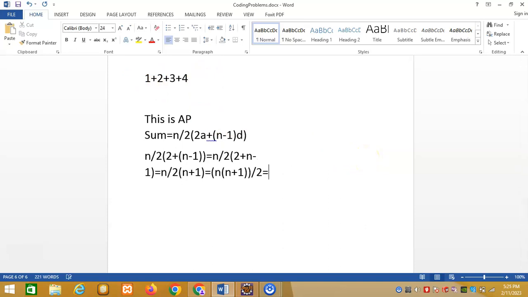If I solve it for 4, it will be 4 into 5, which is 20, divided by 2, which is 10. You can verify: 4 plus 3 is 7, plus 2 is 9, plus 1 is 10. So we are going to use this formula n into (n plus 1) by 2 to solve this problem.